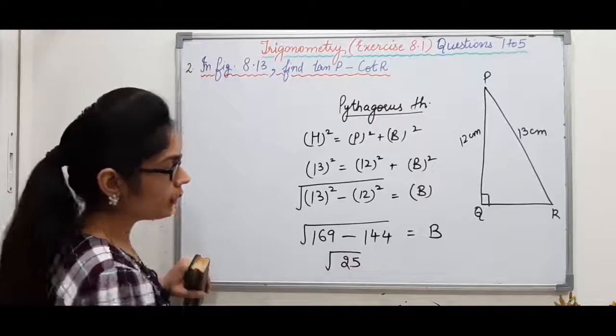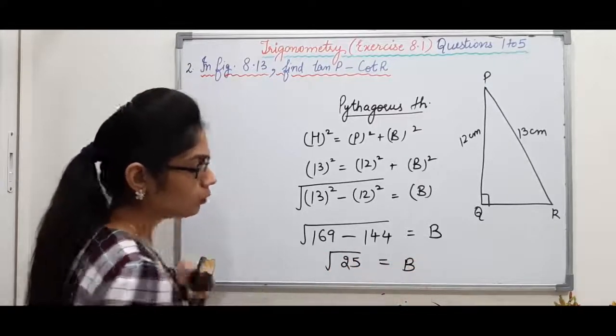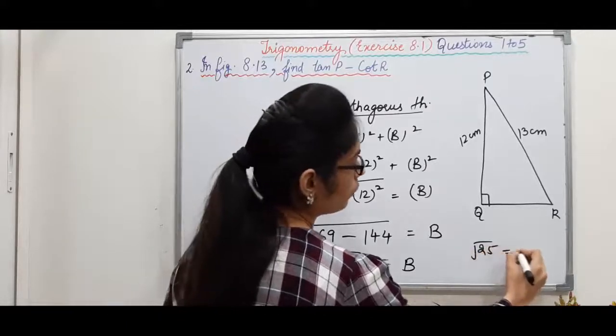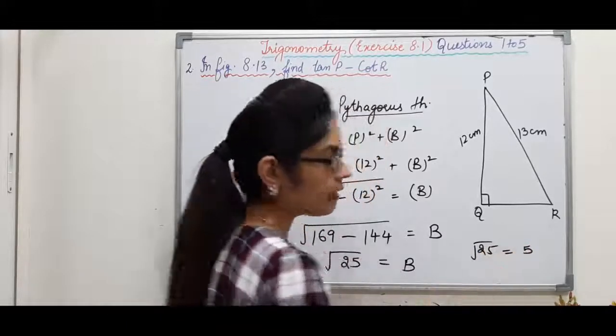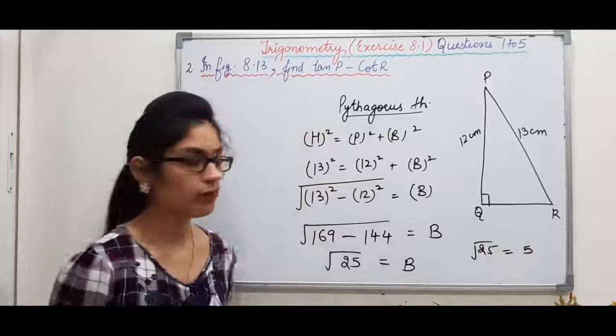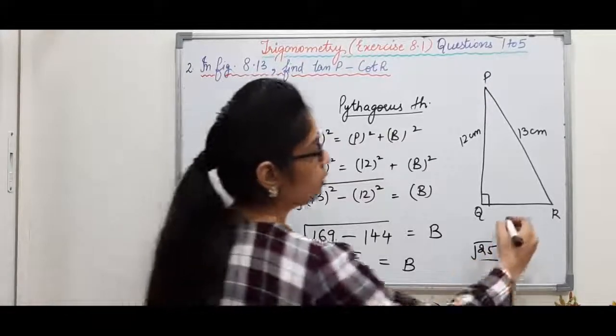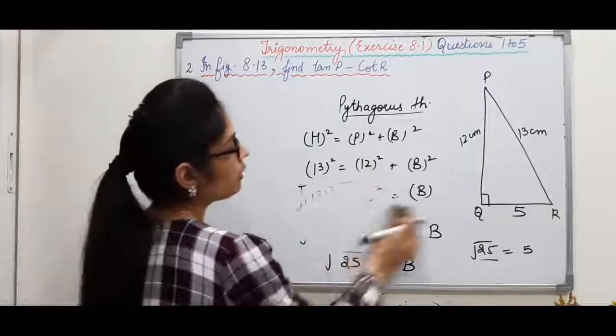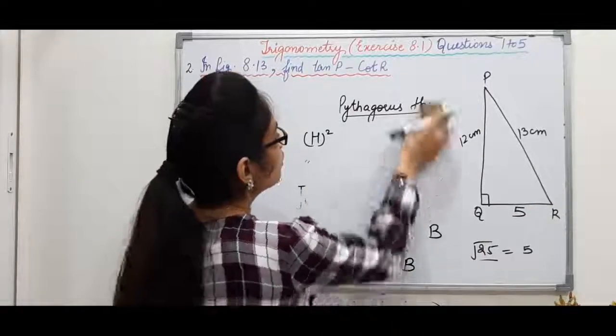So it is root 25. Root 25 is equal to 5, because 5 into 5 is equal to 25. So we have got this side equal to 5. Now we have got all the sides of the triangle.